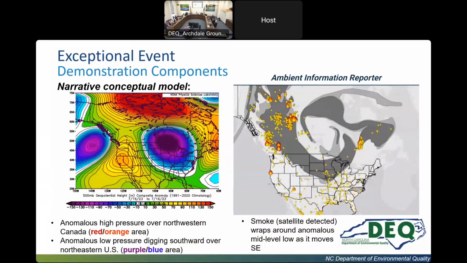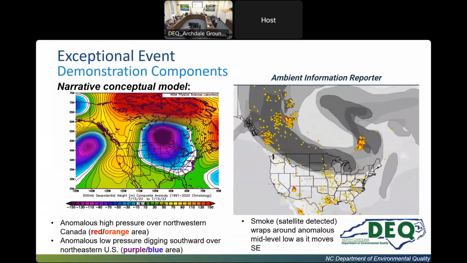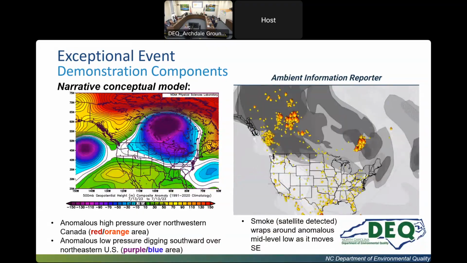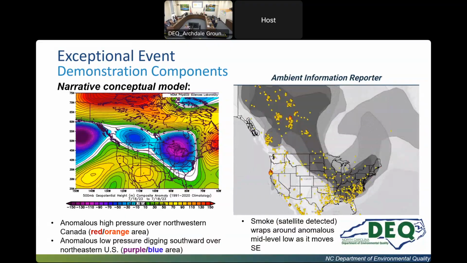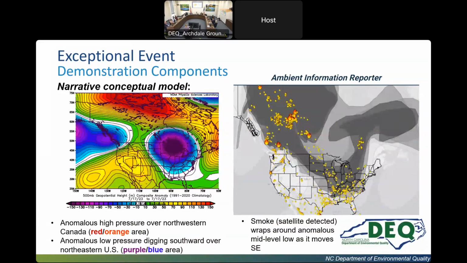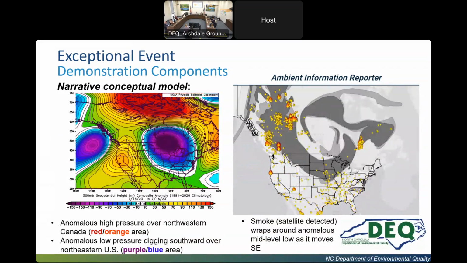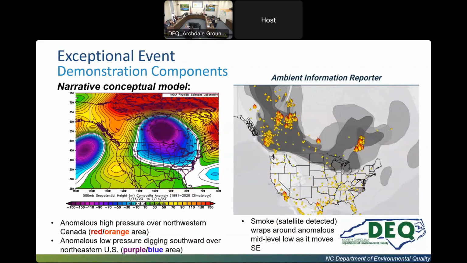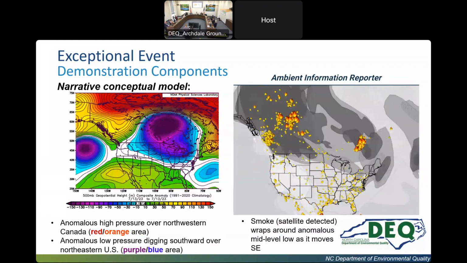The narrative conceptual model is really mostly comprised of what we already just talked about. So here I've included some synced animations to show you that upper atmospheric pattern during one of the events with the smoke and fire layers on the right side. So you can see how the smoke wrapped around that low, the purple and blue, and how it's digging across the eastern United States and how it kind of pulls that smoke over. So that's the type of thing that we provided in the demonstration for that section.